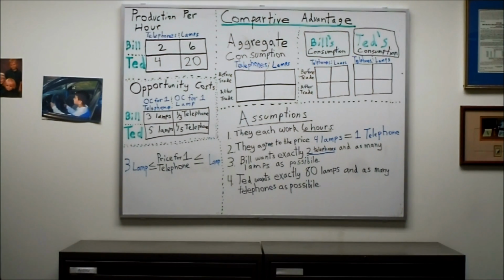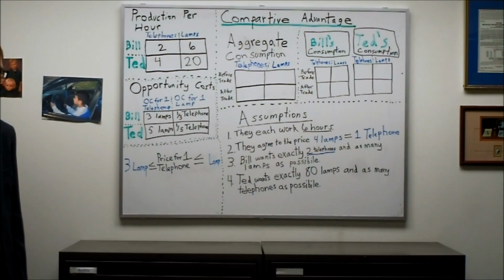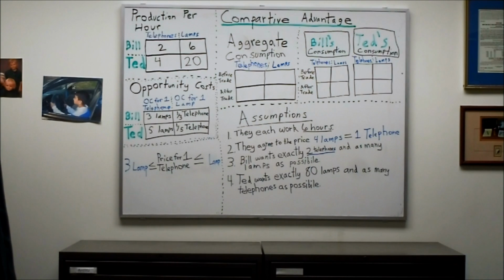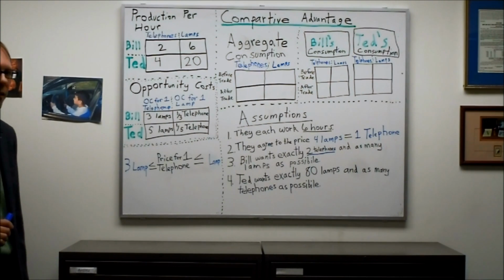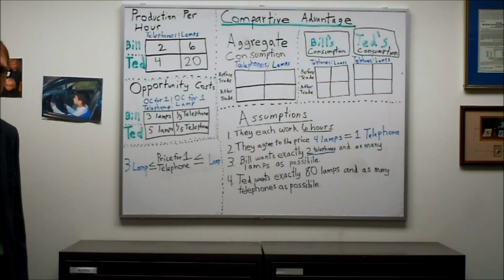Now you want to ask, if Ted wanted to buy a telephone, how much is Ted willing to pay to buy a telephone? Would Ted pay 6 lamps to buy a telephone? No, because he could make a telephone himself for a cost of 5 lamps. Ted would only be willing to pay 5 lamps or less to buy a telephone.